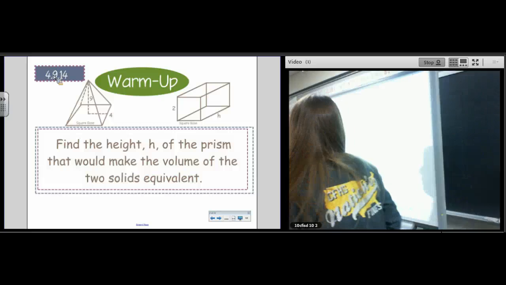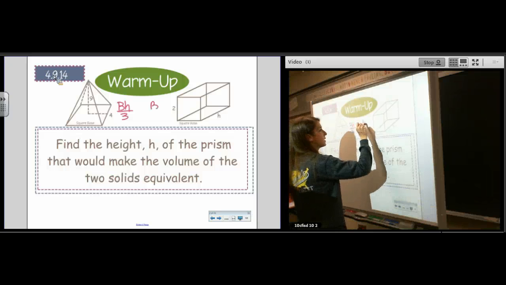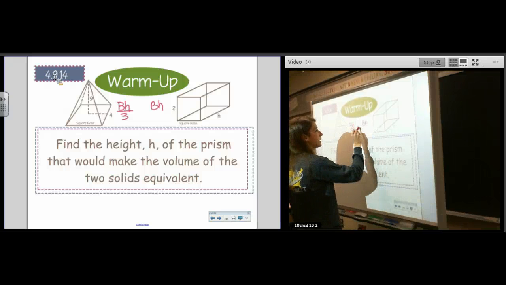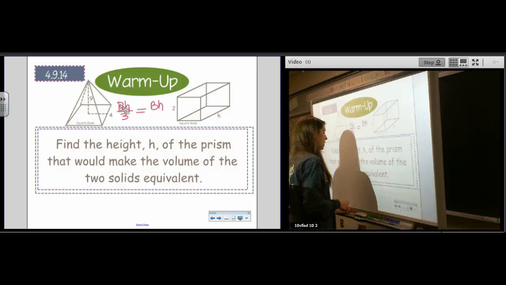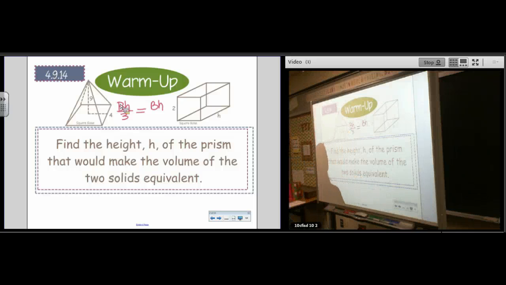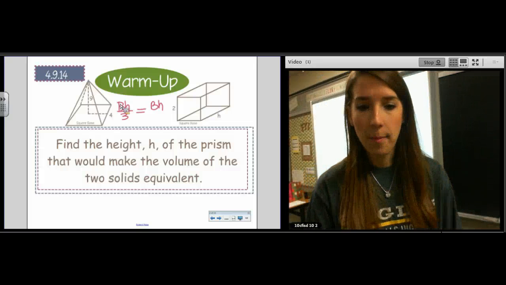3, okay? So the volume of this one is base times height divided by 3, and the volume of this one is simply base times height. And we want those to be equivalent. Now, we do know some information, so let's plug in the information we know. For the pyramid, we know what capital B is.